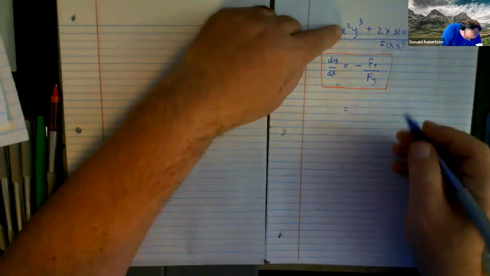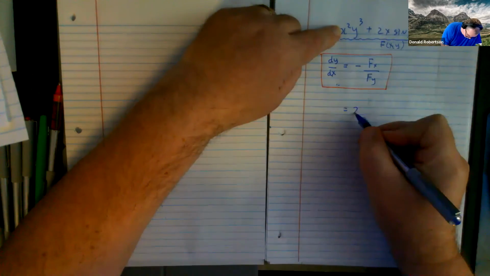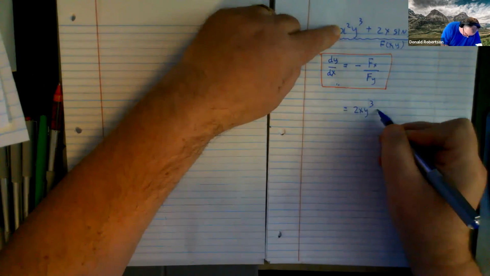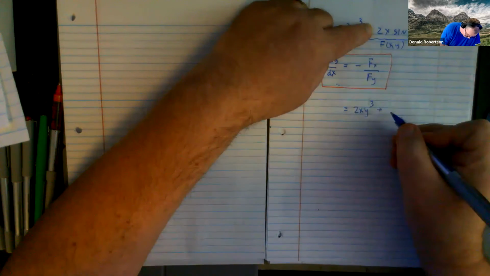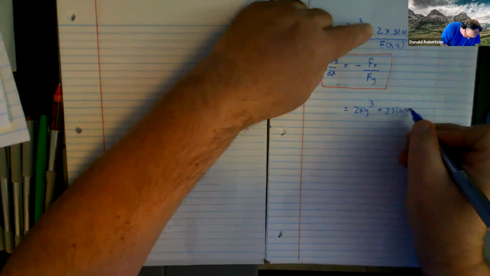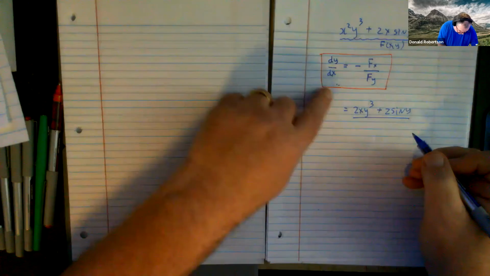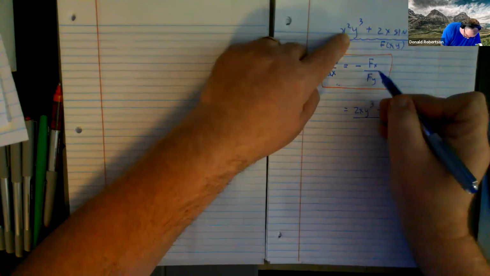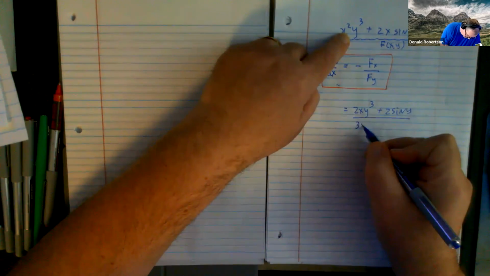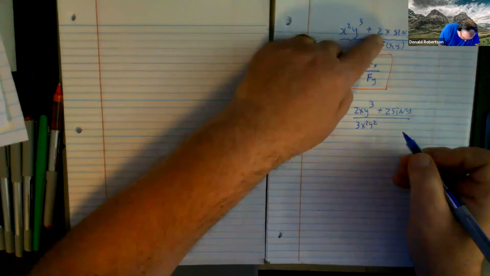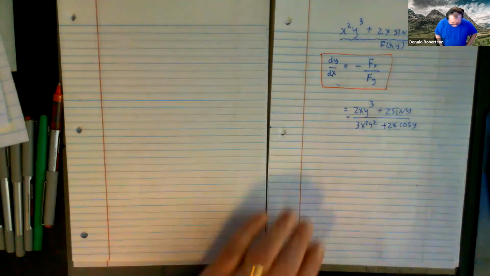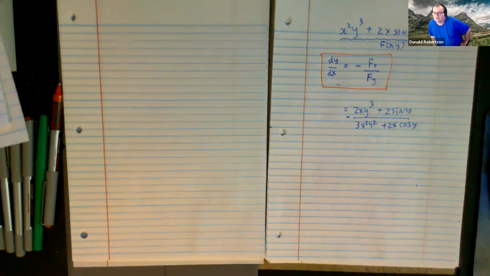Well, if you differentiate this with respect to x, you get 2xy cubed. If you differentiate this with respect to x, you get the sine of y. If you then differentiate this with respect to y, you get 3x squared y squared. If you differentiate this with respect to y, you get 2x cosine y, and then just remember to stick a negative in front of it. Did you see how quick solving that problem has now become?